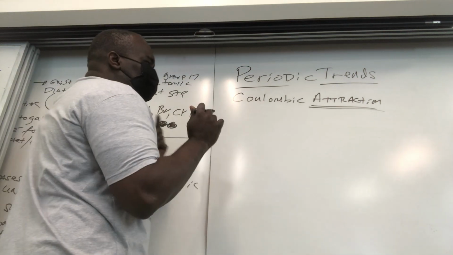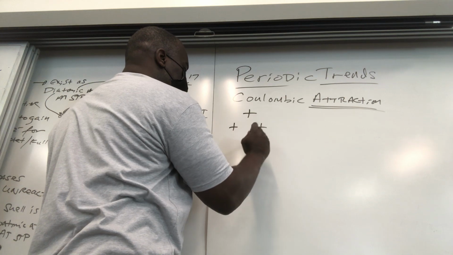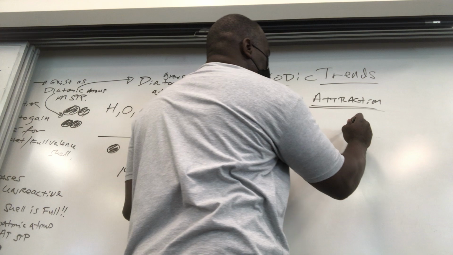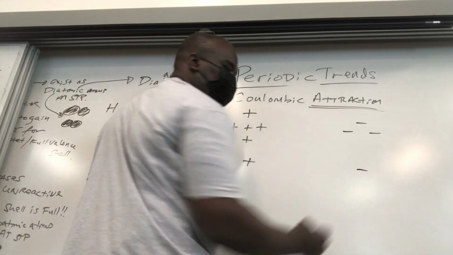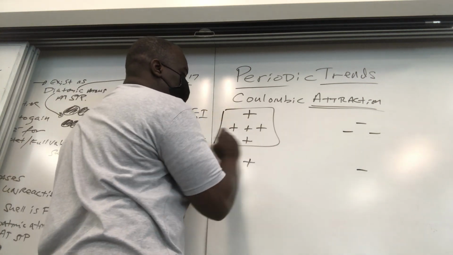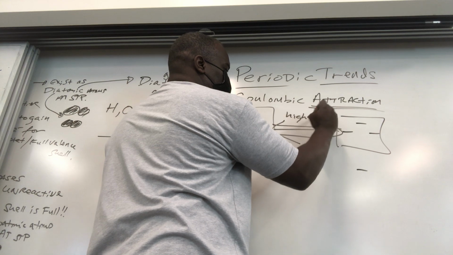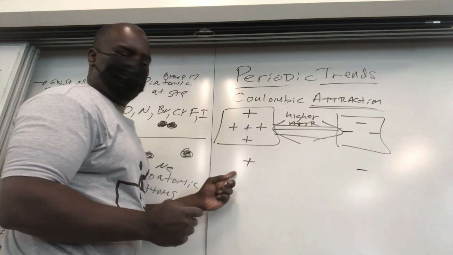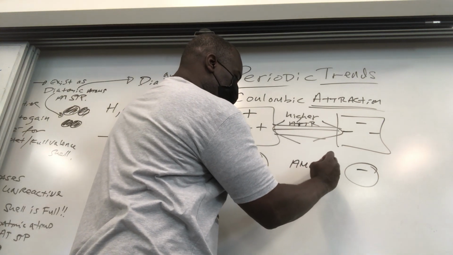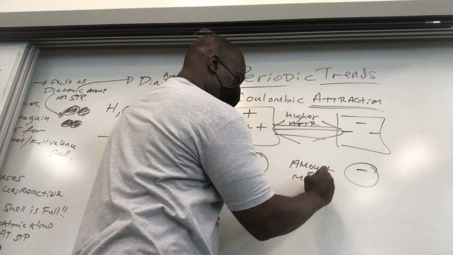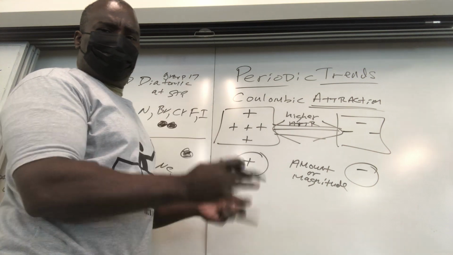Okay. So, the Coulombic attraction is governed by two factors. Now, let's say you have 5 positive charges attracting, I don't know, 3 negatives. And you have 1 positive attracting 1 negative, all right? This situation here, the 5 positives and the 3 negatives, that represents a higher attraction than the situation with just 1 positive and 1 negative. So what's the factor? The amount, or the magnitude of the charge that you have, okay?